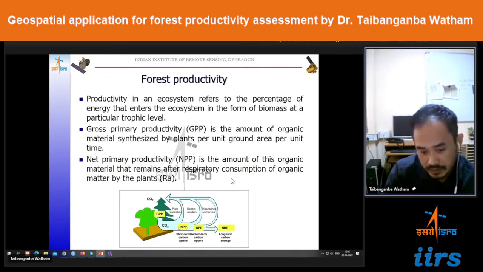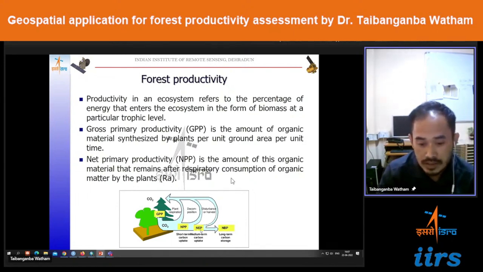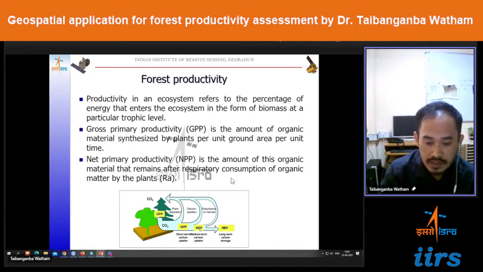From net primary productivity, if we go deeper, there is a term called NEP or NEE, that is the net ecosystem productivity, or we can also say the net ecosystem exchange. When we further subtract the decomposition or the respiration by the heterotrophs from the net primary productivity, it gives us the net ecosystem productivity or the net ecosystem exchange.